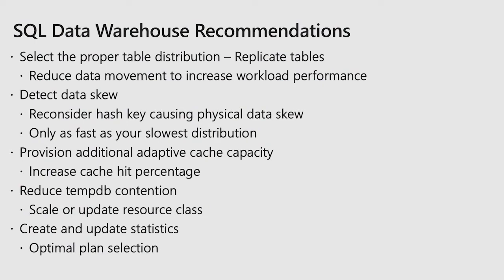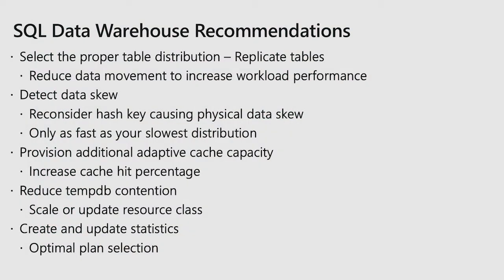And the second recommendation we have is detecting data skew. Data skew is similar to table distribution around that topic, where data skew happens when you have an uneven spread of your data across the distributions, where processing of one distribution can take a lot longer than another. And so we surface this recommendation to reconsider the hash key that may be causing data skew for a lot of these tables. And you're only as fast as your slowest distribution. So this can be impacting your entire workload performance if you have data skew.